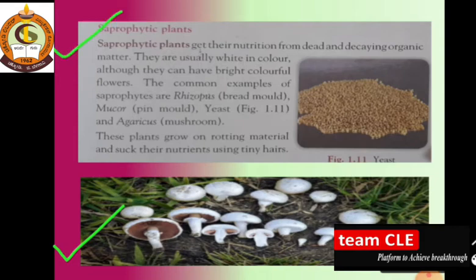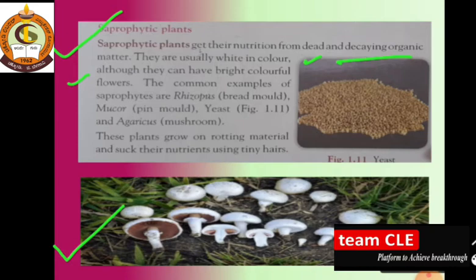Saprophytic plants get their nutrition from dead and decaying organic matter, and they are usually white in color, although they can have bright colorful flowers. The common examples of saprophytes are Rhizopus. This is nothing but the bread mold. Dear students, these words are a little bit difficult to pronounce, so you have to practice daily to recall these examples.